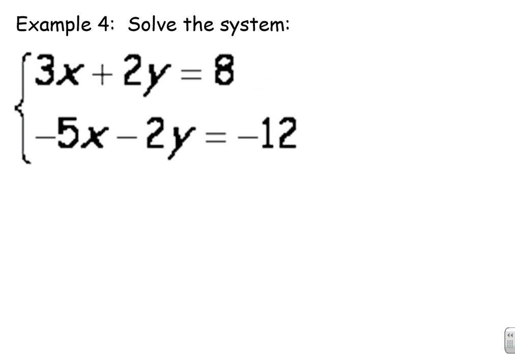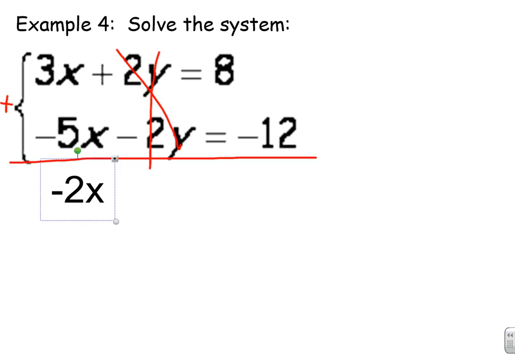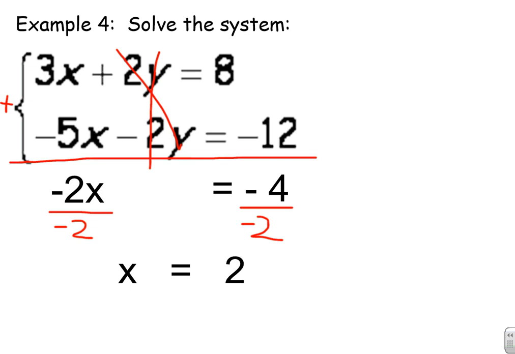Pause the video now as you try example 4. Press play to go over your answer. We're combining the equations. 3x minus 5x is negative 2x. My y's cancel. My constants add to negative 4. I divide both sides by negative 2. X equals positive 2. Now that we have our x value, we're going to plug it back in.